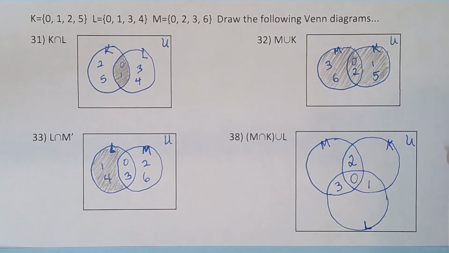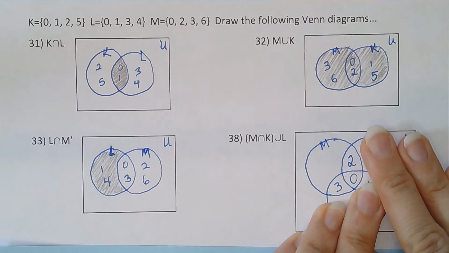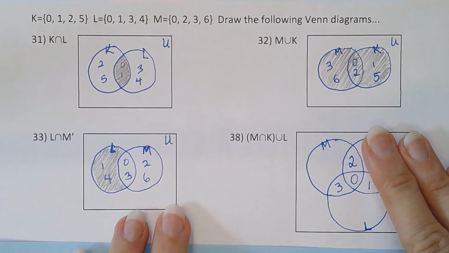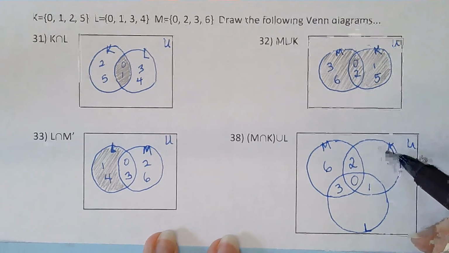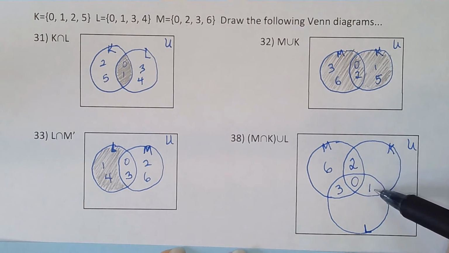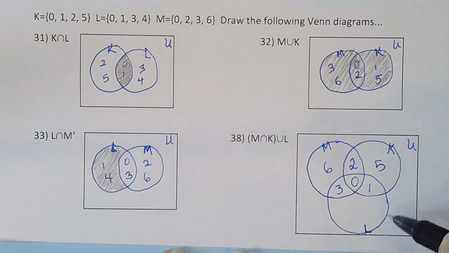Okay, if you take a look at this, if I cover up the sections for K and for L, and I'm just looking at circle M, I've already got 3 elements in it, right? I've got 2, 0, and 3. So the last element that I'm missing in M would be a 6. In set K, I've already got 2, 0, and 1. What's the last one that I'm missing? 5. And for set L, the last one I'm missing here is 4.